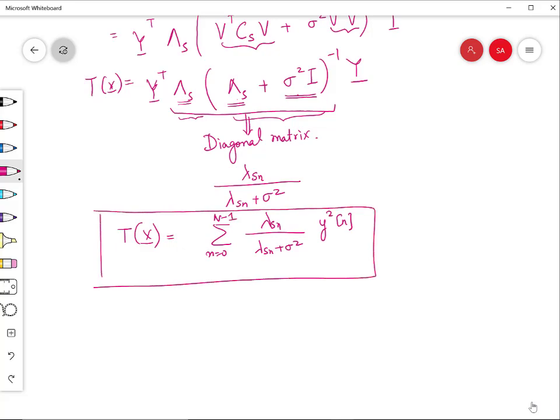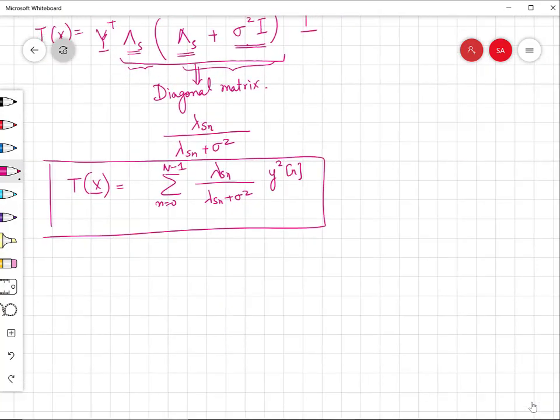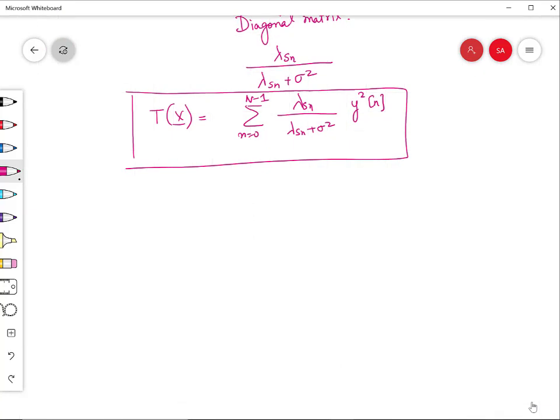So rather than doing a complex matrix multiplication, what we can do is first process our signal xn, and then take the energy of those symbols y square n and weigh it corresponding to the eigenvalues and then sum it over. So this form is called the canonical form of the detector.